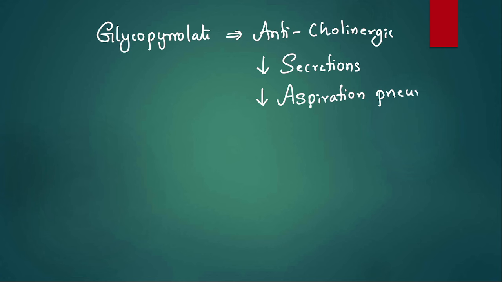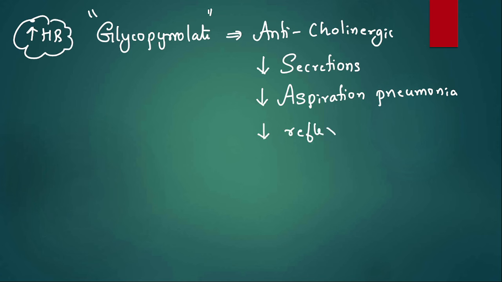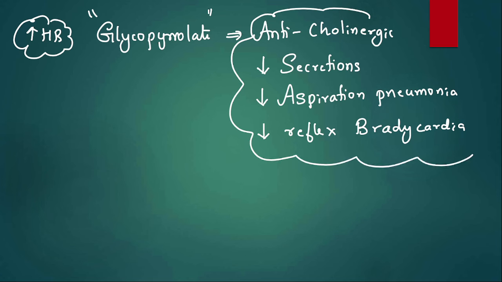Not only that, during surgery the vagus may get stimulated and there may be bradycardia. Since it's an anticholinergic drug, it increases the heart rate, so it can overcome the bradycardia. That's why it decreases the chances of reflex vagal bradycardia. Because of these reasons, we give glycopyrrolate before anesthesia, that is called pre-anesthetic medication.